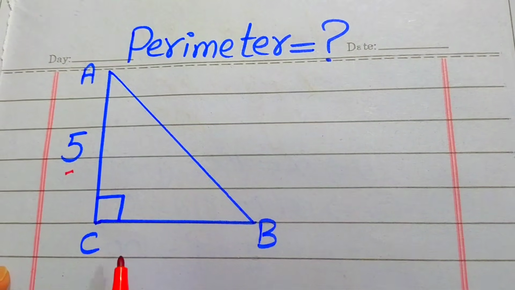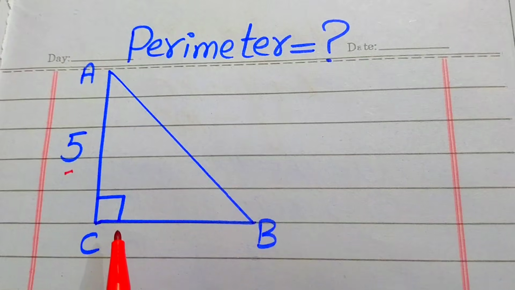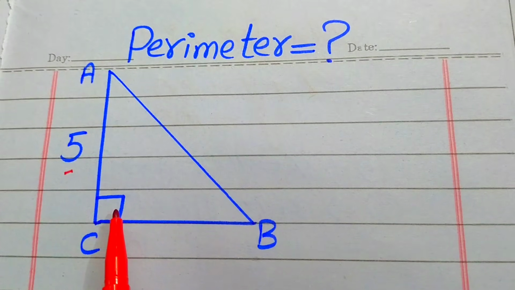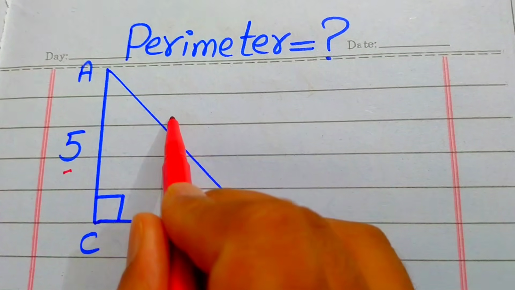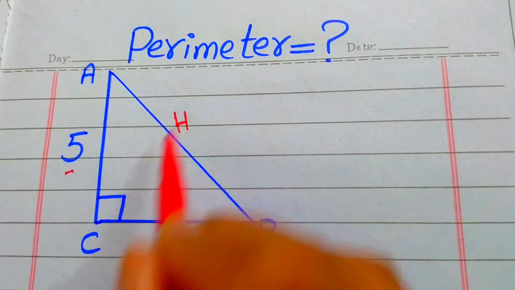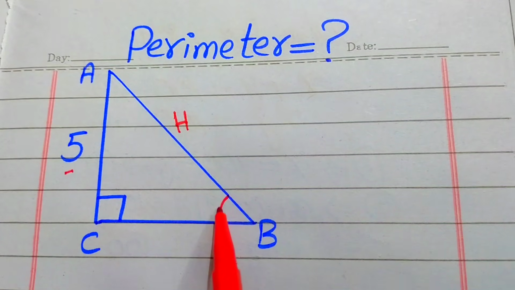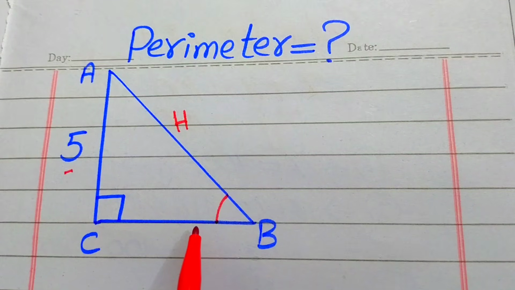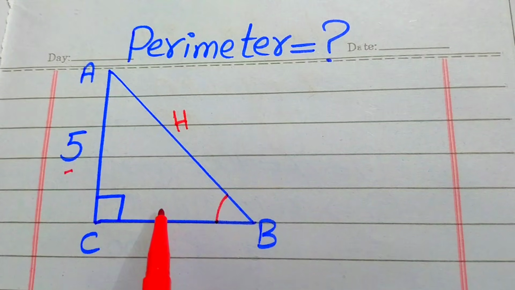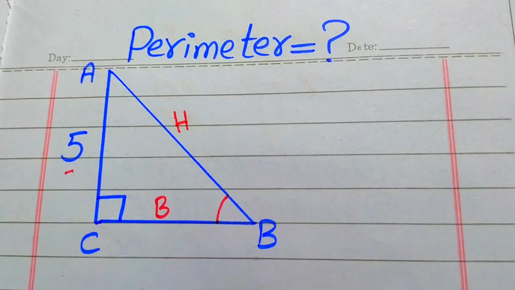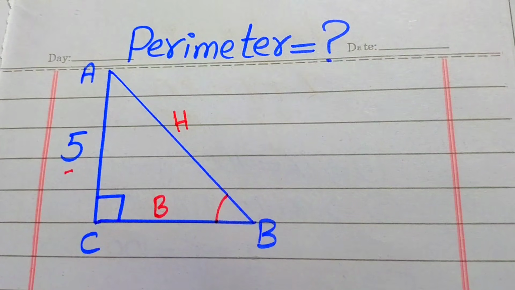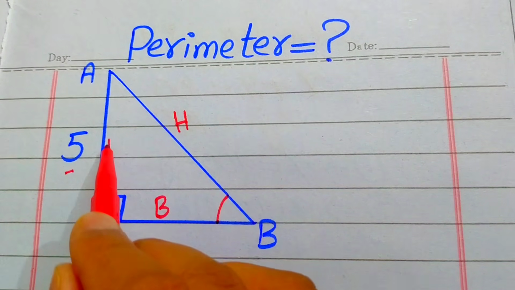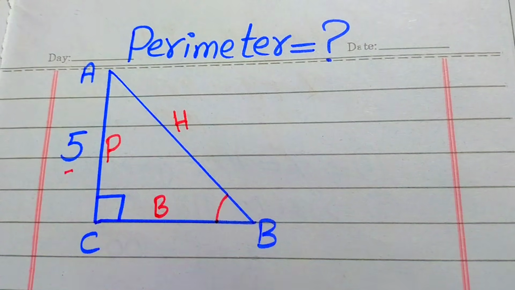And now, first, you very well know that the side opposite to the right angle is called the hypotenuse. So this side is called the hypotenuse, and this is any other angle. The side joining both of these two angles is called the base of the right triangle, and this side is called the perpendicular side of the right triangle.